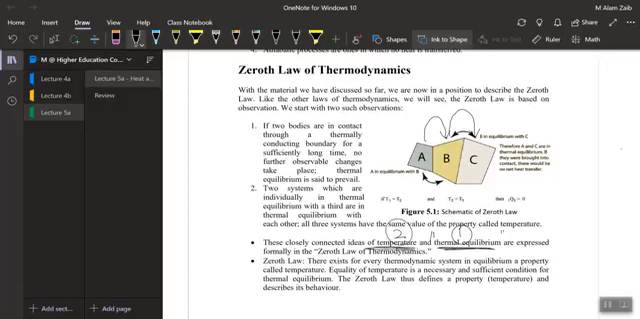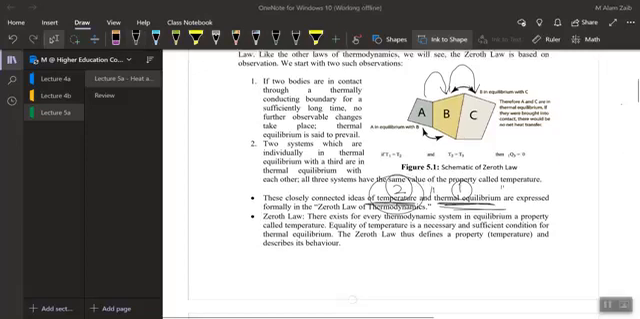So in any law of thermodynamics, we would be defining some observation, and that observation would be defined with a certain property, and that property can be any property. So formally, the zeroth law: there exists in every thermodynamic system a property called temperature. An equality of temperature is a necessary and sufficient condition for thermal equilibrium. The zeroth law thus defines a property called temperature and describes its behavior.